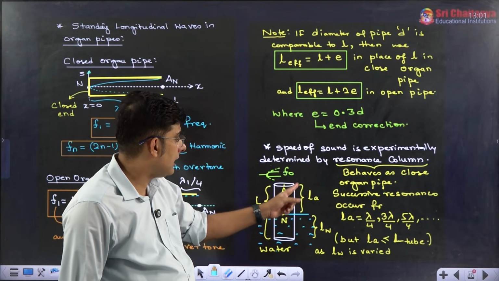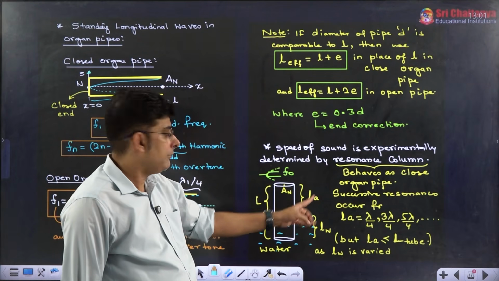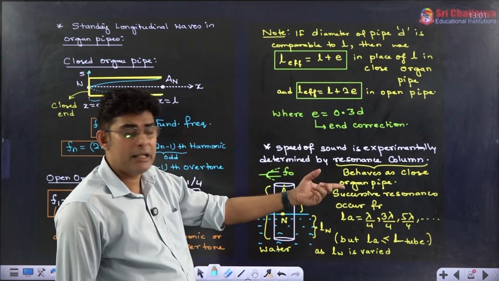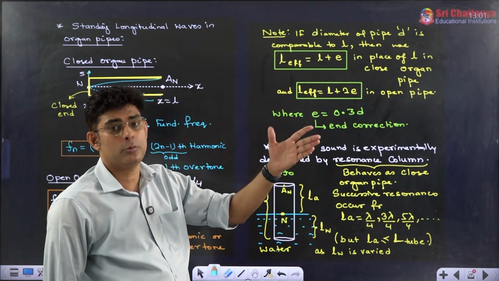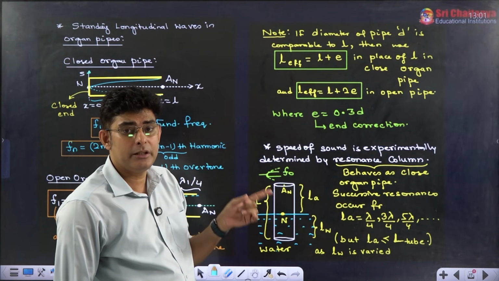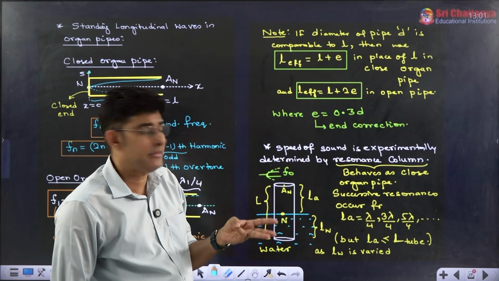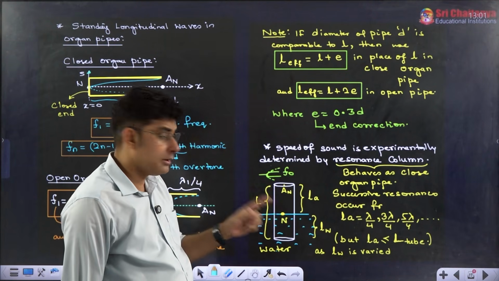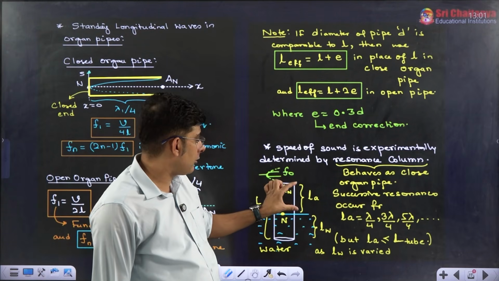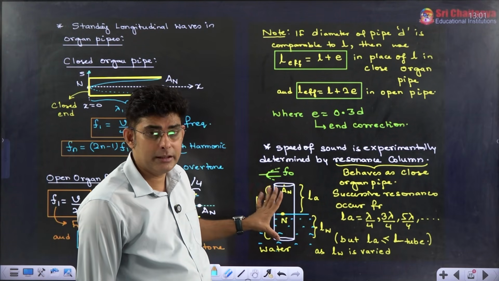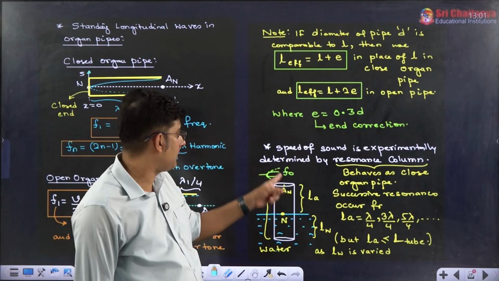Successive resonances will occur for what lengths of LA? First will be lambda by 4, second 3 lambda by 4, third 5 lambda by 4 and so on. So successive resonances will be in the odd number ratio, 1, 3, 5, 7. But there is a condition: the length of the air column should be less than or equal to capital L. So they will ask how many resonances you can observe with F0.